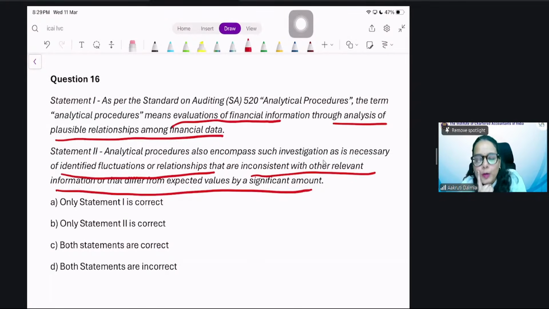Both. How many of you say both are correct? Both statements are correct. Only statement 2 is correct. Kashish is saying that. Rest all of you are saying C.